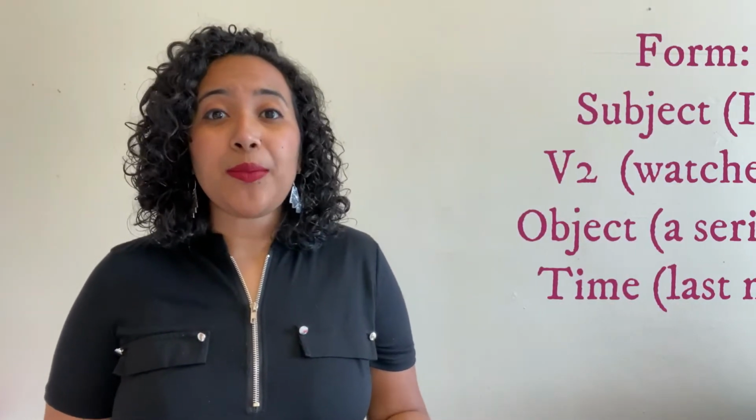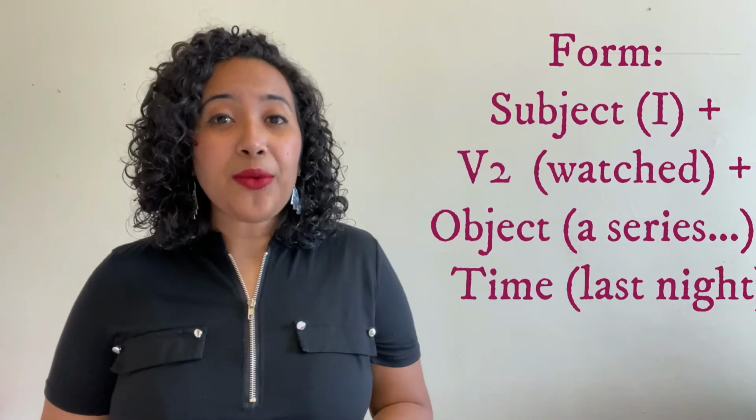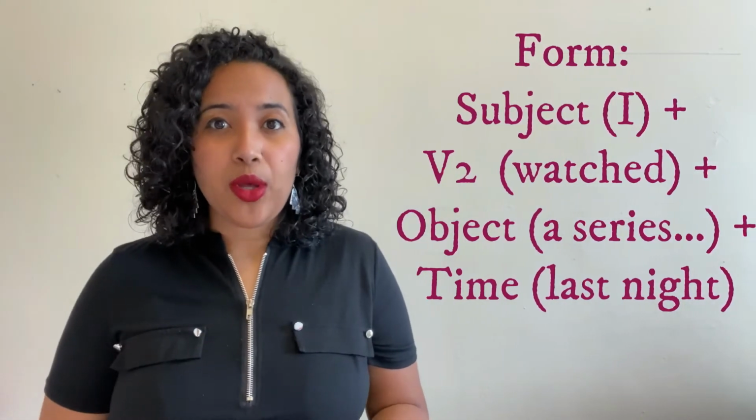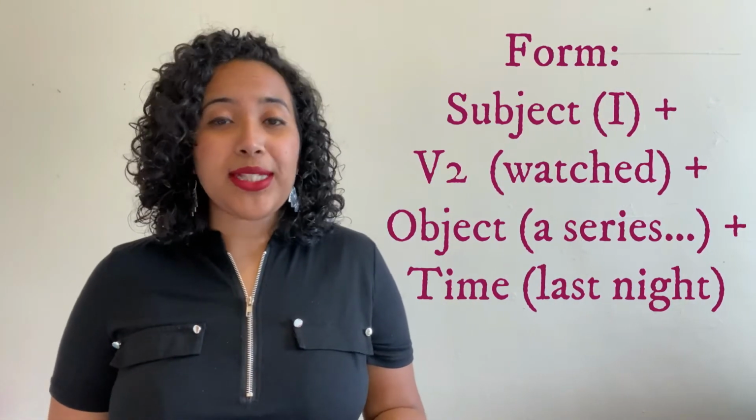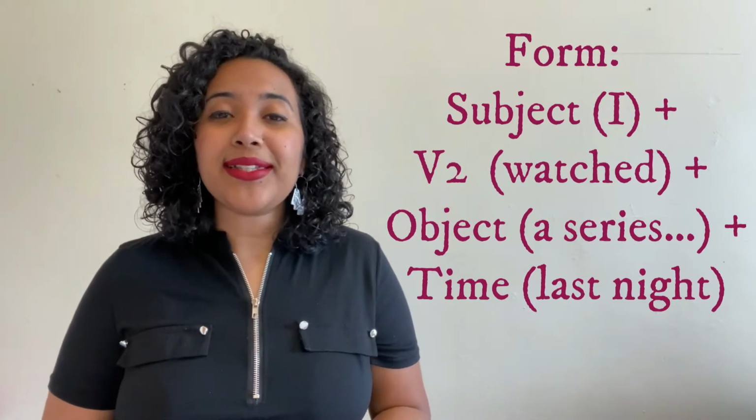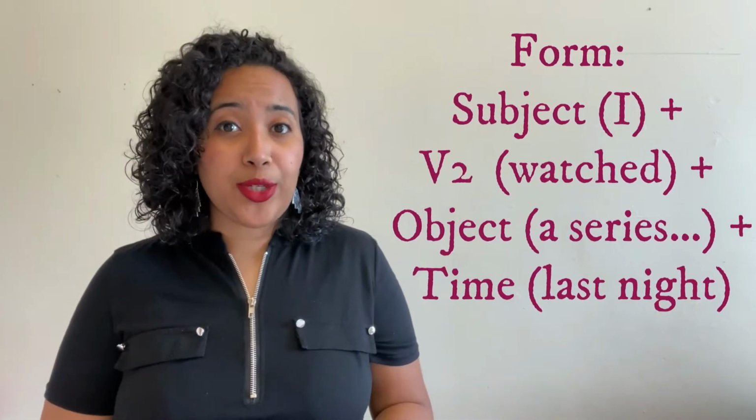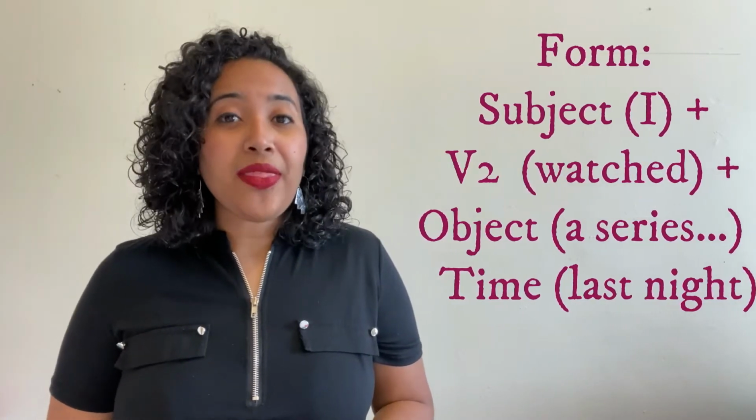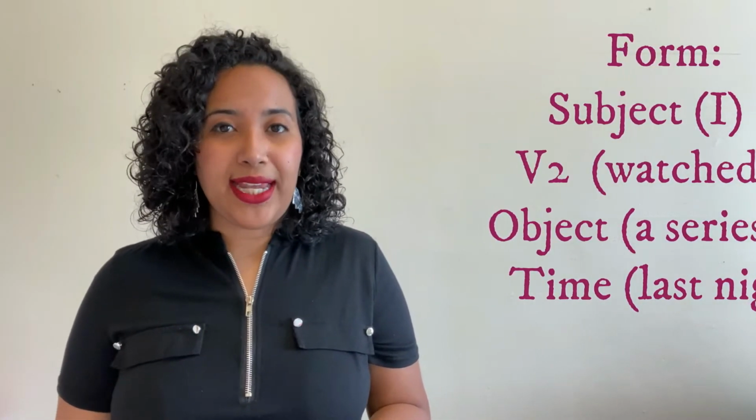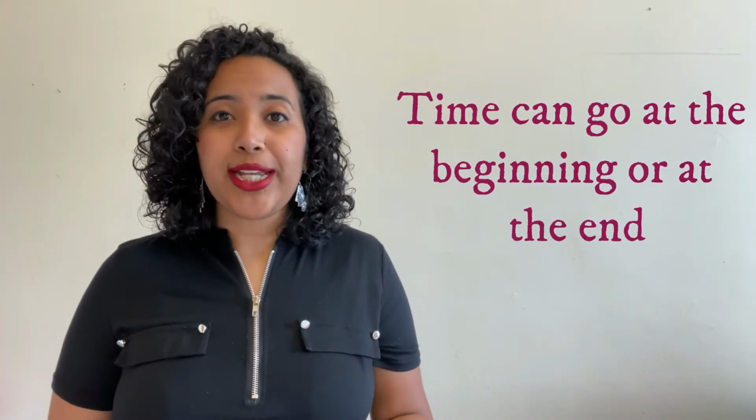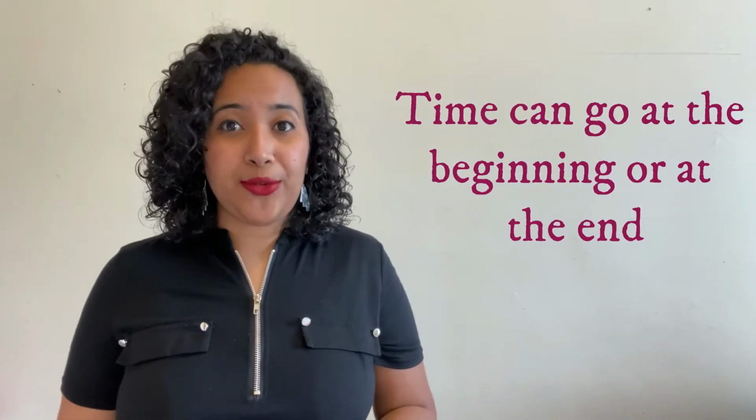Let's take a look at the form. First, we have the subject, I. Then we have the second form of the verb, watched. Sometimes this is irregular verbs, but in this case, this is a regular verb. Then we have the object, a series on Netflix. And then we have the time, last night. Now the time can go at the beginning or at the end. Notice at first I said, last night I watched a series on Netflix, but I can also say, I watched a series on Netflix last night.